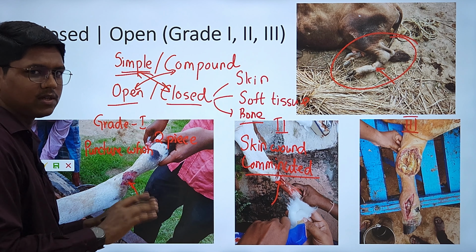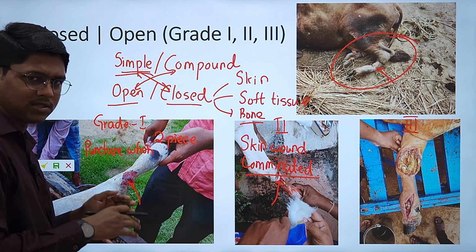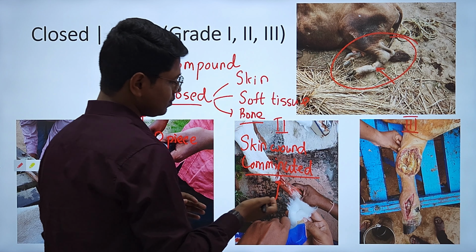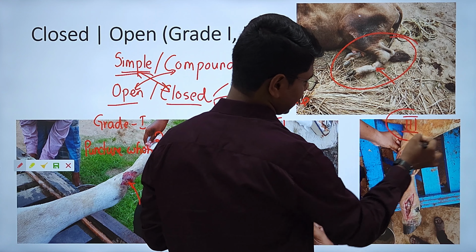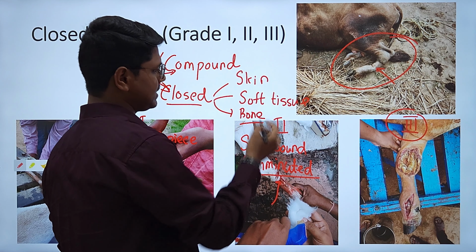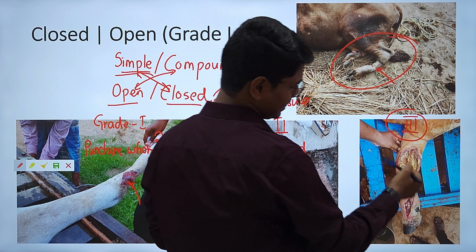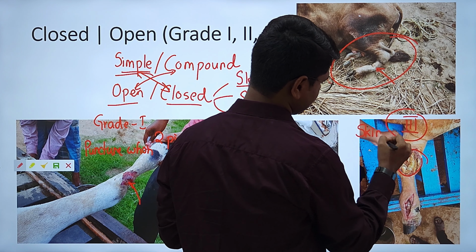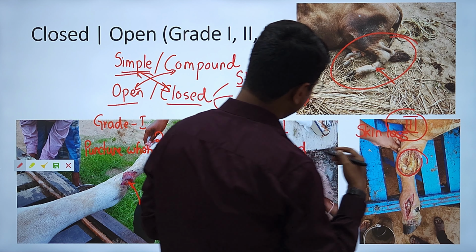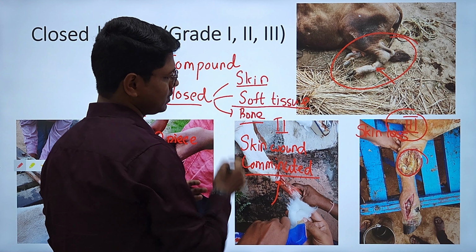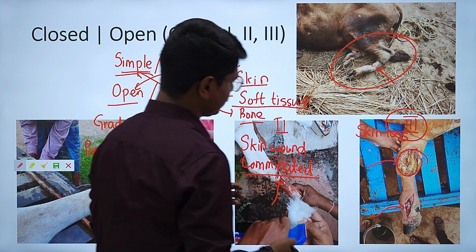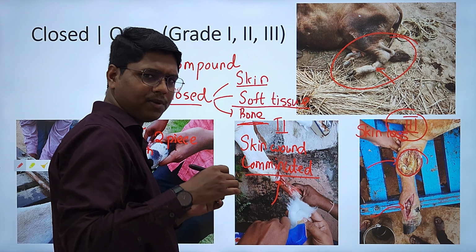We'll discuss, don't worry. But the terms which I am using, by the end of the class you will be learning all those things. Okay, next is grade 3. In grade 3, there will be skin loss. You can see here some part of the skin is lost. Also, there will be extensive damage to the soft tissue. You can clearly see there is extensive damage to soft tissues, and the bone will be severely comminuted.